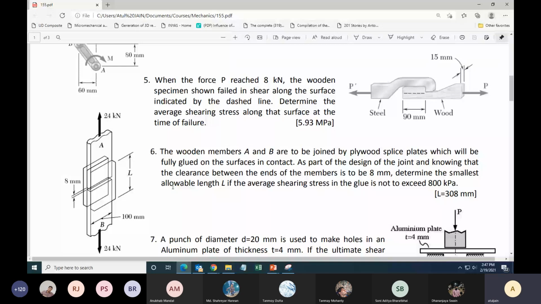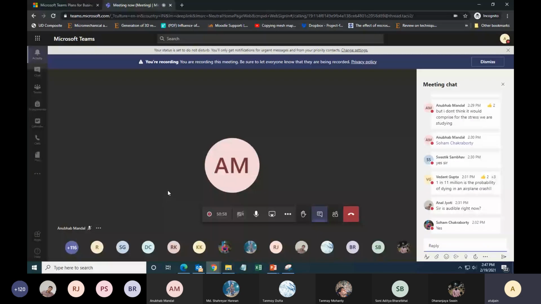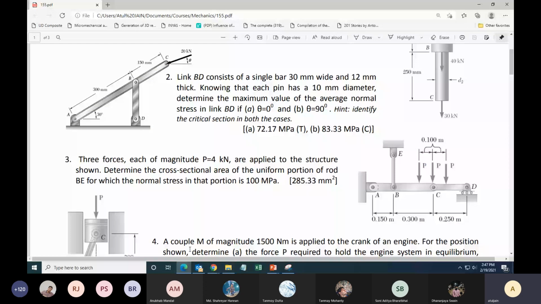So 2, 3, 4, everybody has done. Can we move to the next one, or let's wait for 5 minutes? Let everybody finish problem 2, 3, 4. Let's try to finish as many as possible in the tutorial itself for the whole class, so that in the weekend you have less work to do, or you can try and solve other problems in the meantime in the weekend.